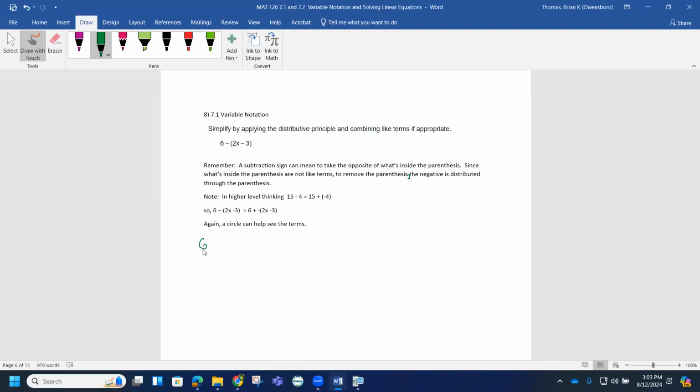So when we look at this problem, one thing we can pick up on is this is actually going to be a term. So what this means to us is this is the same thing as 6 plus the opposite of 2x minus 3. So what we can do, though, to simplify this is we can bring this opposite sign through the parentheses.